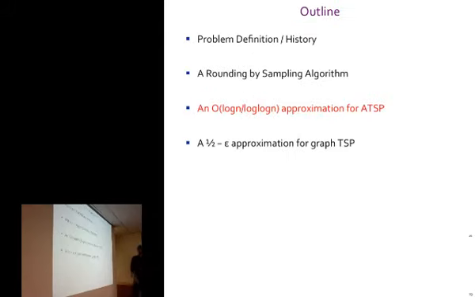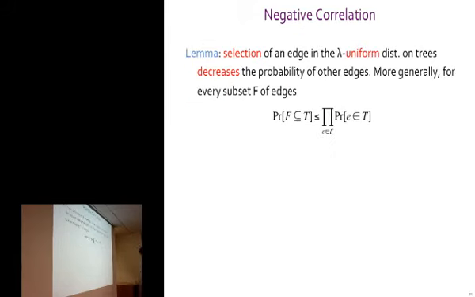So let's start with ATSP. I would give a log n over log log n approximation. So let me say how we're going to use the randomness of the tree. This is the crucial part that you could not do in the Christofides algorithm. We're going to use the nice properties of the uniform distribution on spanning trees, which is negative correlation. So knowing that an edge e is in the sample tree would decrease the probabilities of the rest of the edges.